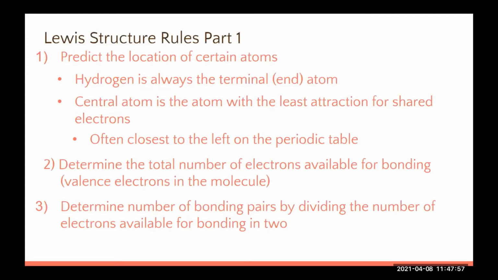So that's often closest to the left when you're talking about nonmetals, so closest to column 14. Then you're going to determine the total number of electrons by doing your electron count. And because electrons bond in pairs, you divide your total number of electrons by 2 to get your bonding pairs.